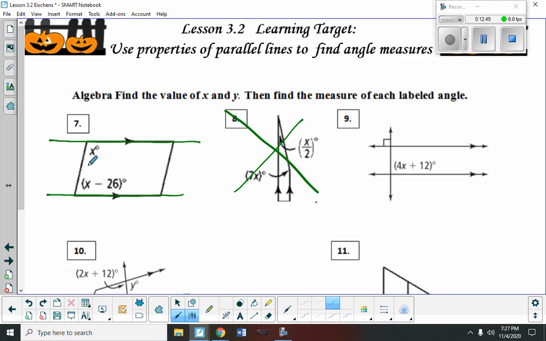And then these are the angles that we have information for, so extend that. All right, so now we see, what do we have? We have same side interior, which means this angle plus this angle. So that's what the second angle is. It's x minus 26 equals 180. And then you can solve that.